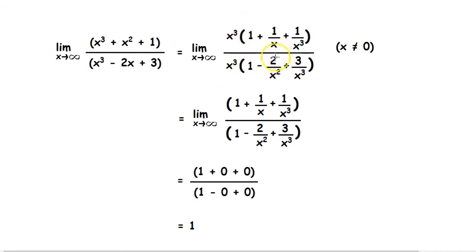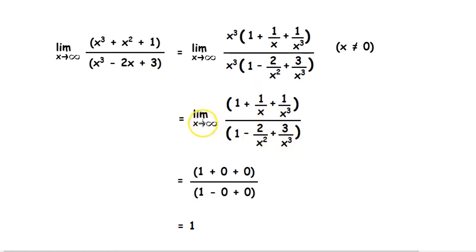If you remember, we must mention x is not equal to 0 when cancelling this off. But in this case, since we are worried only about very large values of x, we do not have to mention x is not equal to 0. We can just continue without mentioning this. So after cancelling it off, we get 1 plus 1 over x plus 1 over x cubed divided by 1 minus 2 over x squared plus 3 over x cubed.